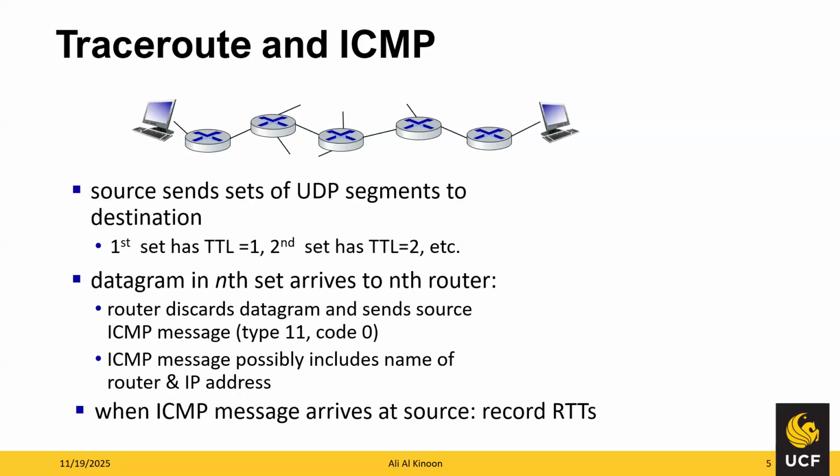And then when the ICMP message reaches the source, the program records the round trip time for each probe. These measurements help the user understand latency and give an estimate for every hop. So if we see these values per hop, it gives us a more stable estimate.